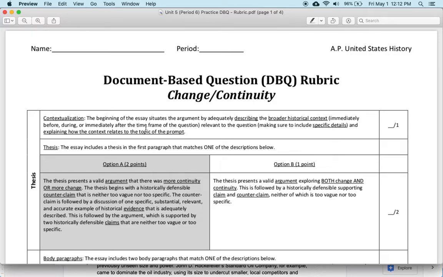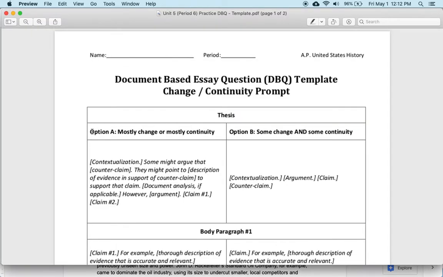my sample response. So to start with, one of the things you have to do on the AP exam document-based question is provide contextualization. And remember that contextualization, I suggest that you put contextualization in the beginning. So in your first paragraph, whichever kind of approach you're taking to the essay, put it at the very beginning.